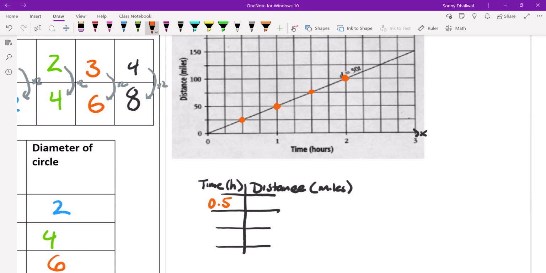So Sam suggested 0.5 here. So what would be the matching distance here? 25, right? And 1 here, the matching distance would be 50. Right? Then we have 1.5 here. And the matching distance for that would be 75. Right? And finally, 2 and 100. Yeah, that's it. Okay, so we'll stop right there.